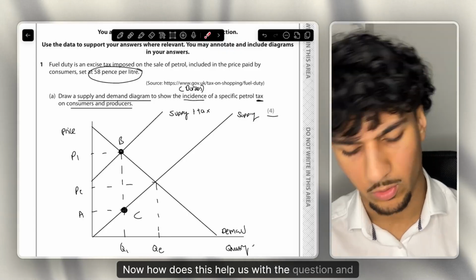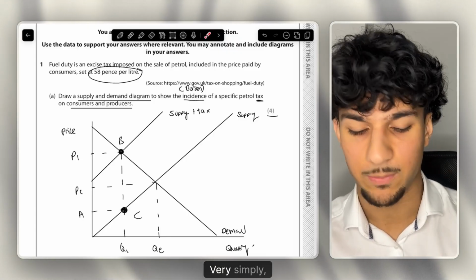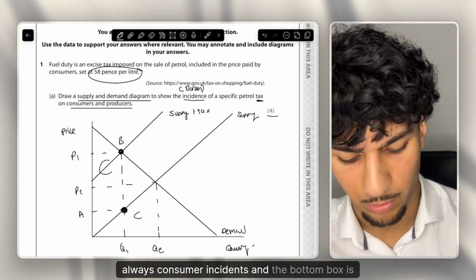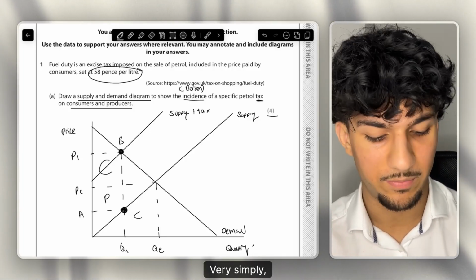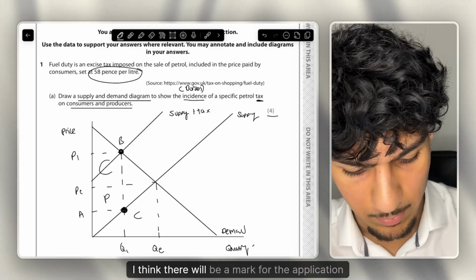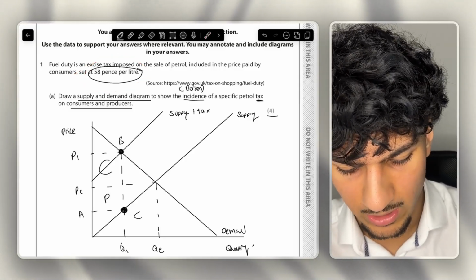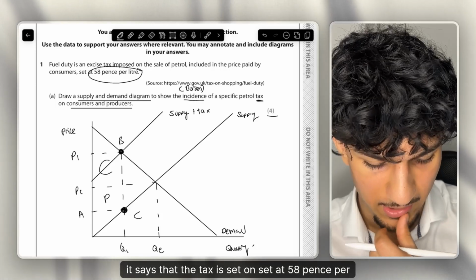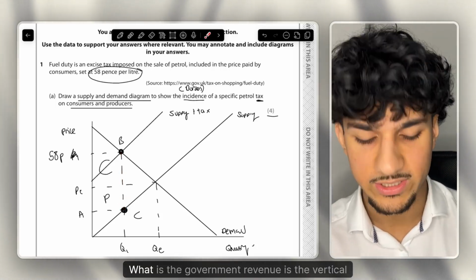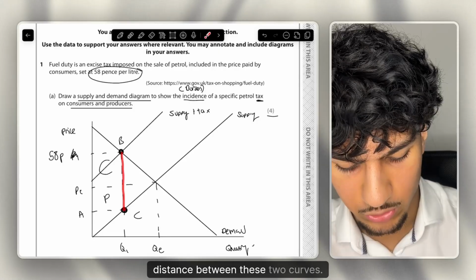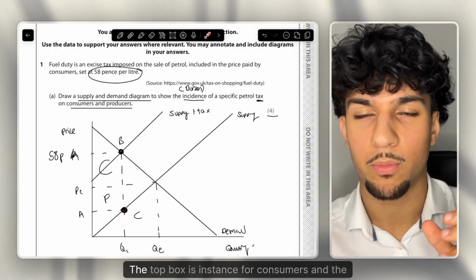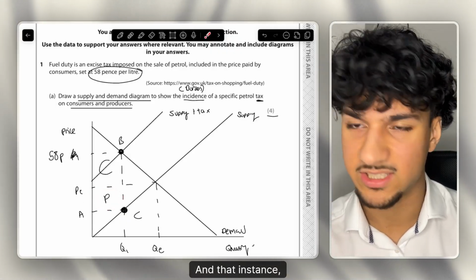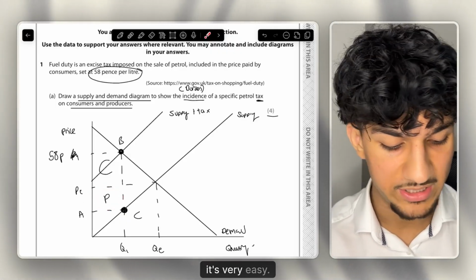Now, how does this help us with the question and the incidence specifically? Very simply, easiest way to think about it is the top box is always consumer incidence and the bottom box is always producer. Very simply, that's how to get 4 marks on that question. I think there will be a mark for the application though. So it says that the tax is set at 58 pence per litre, and simply just work out the government revenue. What is the government revenue? It's the vertical distance between these two curves. Just label up all the boxes. The top box is incidence for consumers and the bottom box is incidence for producers, and that incidence, burden, whatever you want to call it. That's very easy, 4 marks.